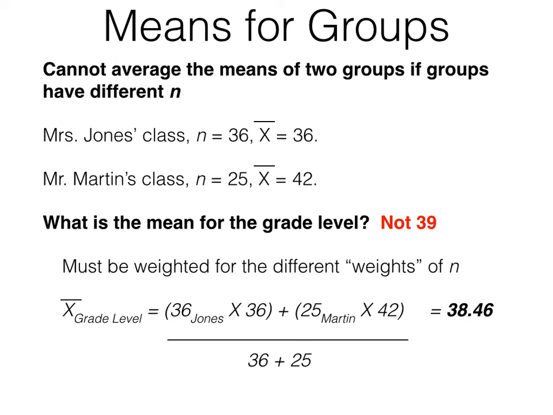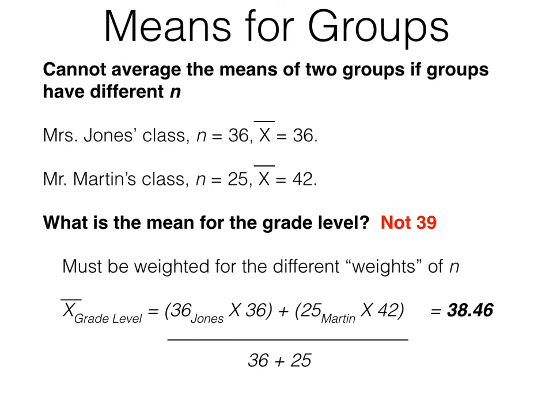So this formula comes out of your textbook. Let's read it together from the left to the right. So if I want bar x, the mean of the entire grade level, that's equal to, I have to take the 36 students from Ms. Jones' class and multiply that by 36, their mean. Then I add together, I'm going to weight the mean of 42. I'm going to weight it by 25 times 42. Then I'm going to divide that by the total number of students in the entire grade, which is 36 plus 25. In other words, 61 students.